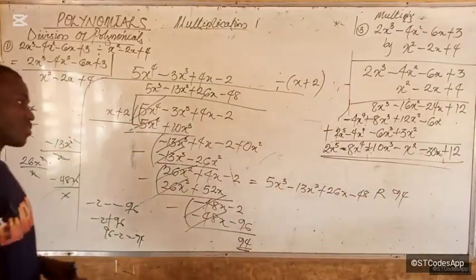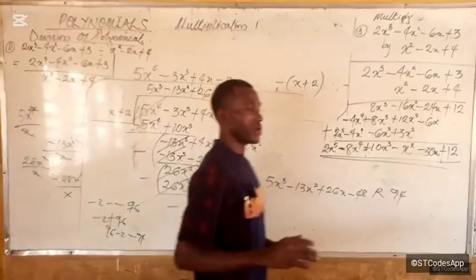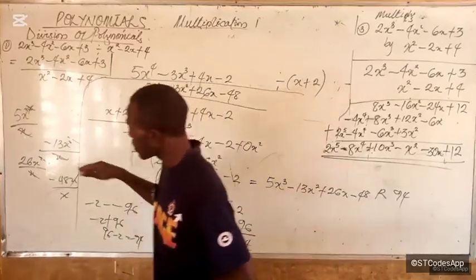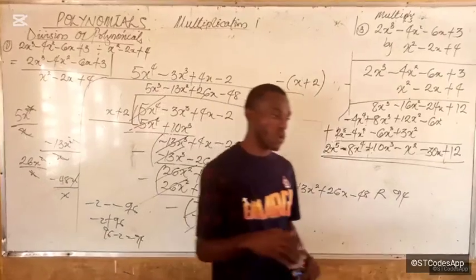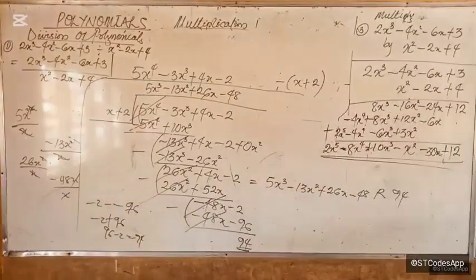All right. So that'll be it for division of polynomials. We're going to go to the next thing, which will be the remainder and factor theorem. Let me clean the board.